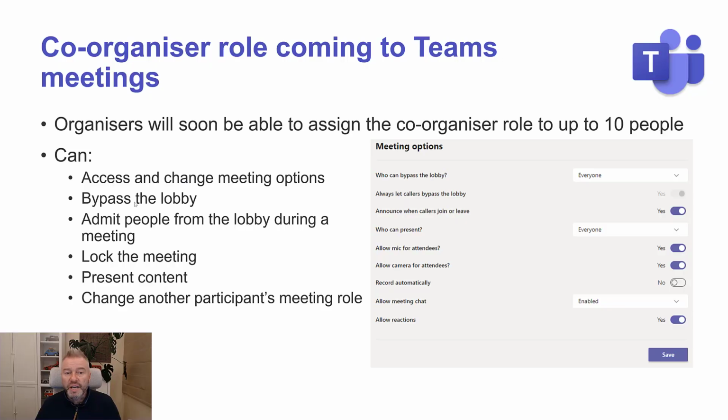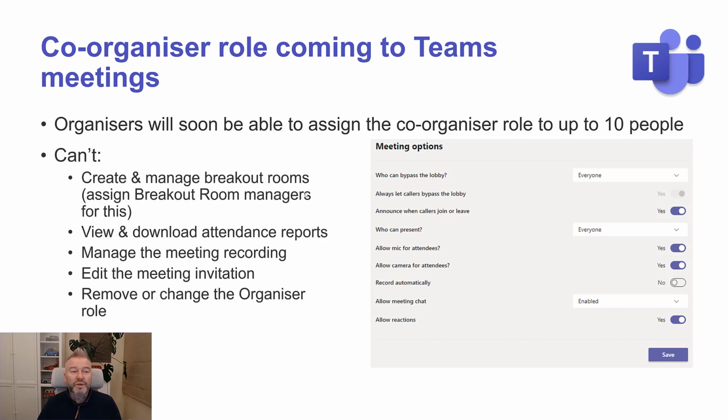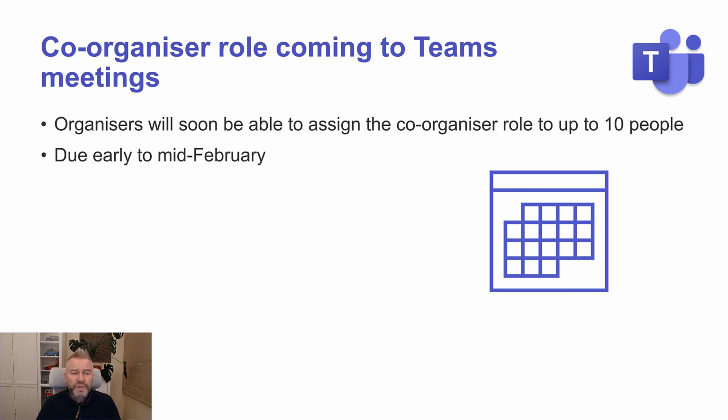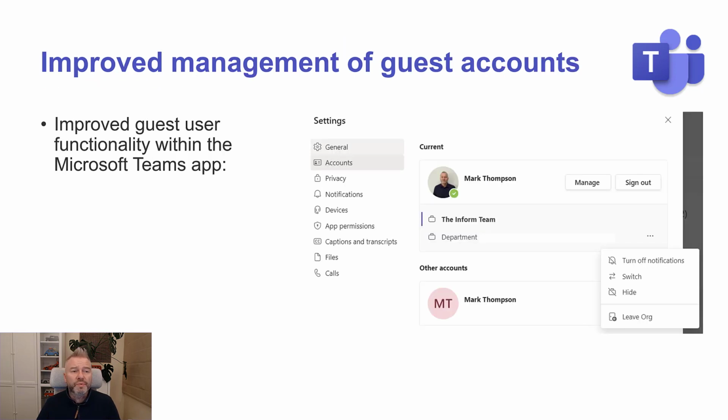co-organisers, so they can do this. They can access and change the meeting details. They can bypass the lobby. They can admit people from the lobby, which would have been helpful in that case. Lock the meeting. Present content. So there's lots of things they can do. There's a few things they can't do. The breakout room stuff, but that's okay because you can create breakout room managers, right? So that's the alternative to that. And there are other tasks they can do. Now, this is due early to mid-February, really popular, and I think that's going to be worth you looking out for, folks. What else have we got?